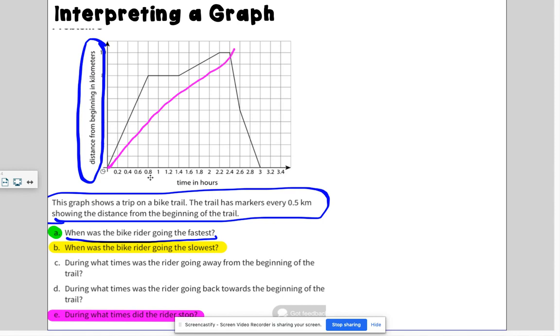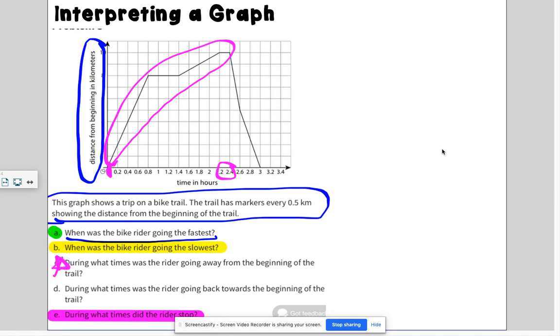Now, do they stop in little parts here and there? Yes, they do. But generally, they are moving away from the beginning, or from their start, from the beginning time until about 2.22 or 2.24. That is when they're moving away.